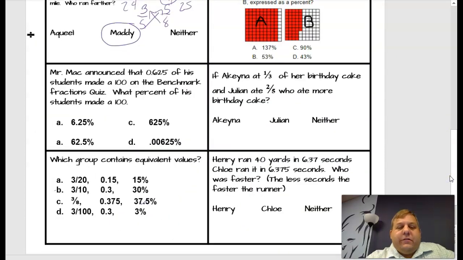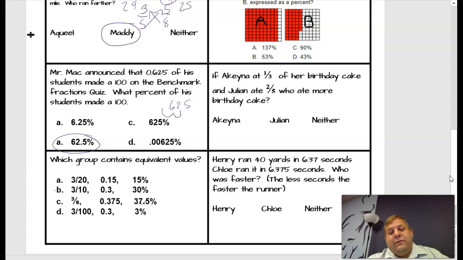Mr. Mack announced that 0.625 of his students made 100 on the benchmark fraction quiz. What percent of his students made 100? Well, if I take 0.625 and turn my decimal to a percent, I move it 2 places to the right, it's 62.5%.